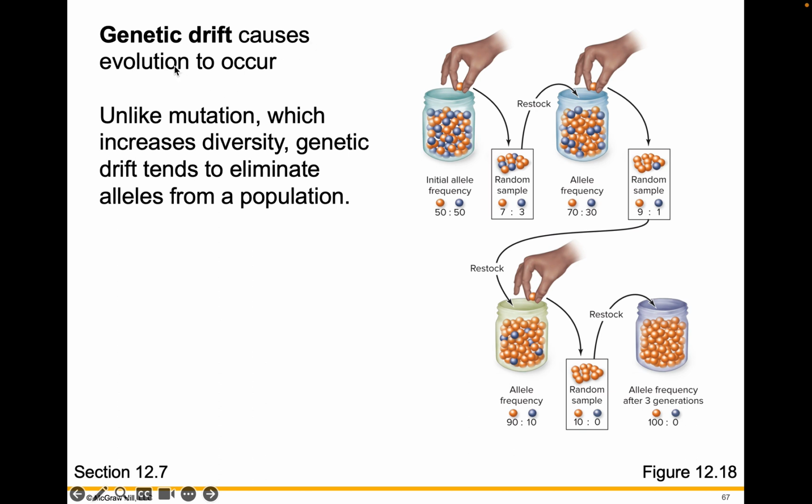So genetic drift can cause evolution to occur. Unlike mutation, which increases genetic diversity, drift tends to eliminate alleles from populations. And again, the smaller the population is, the greater the impact of genetic drift.